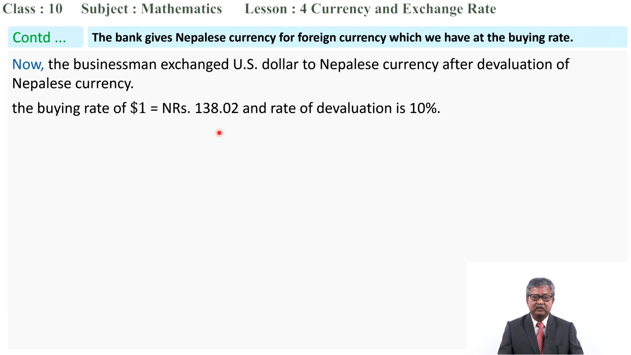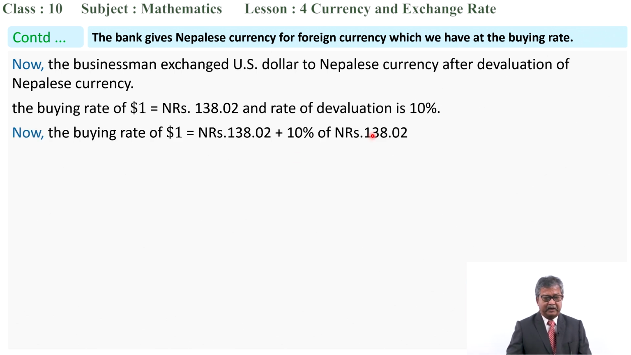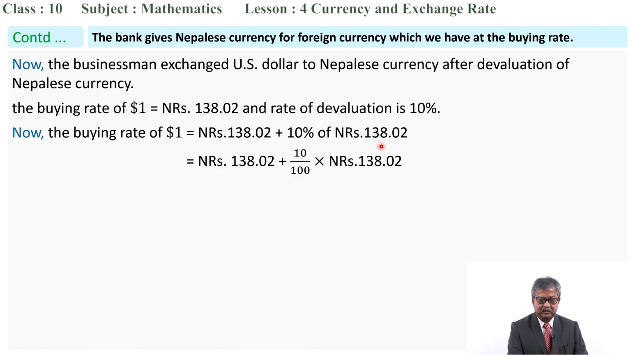Yes. So according to this rate, he buys. But the value is devaluated. By how much percent? 10%. The rate of devaluation is 10%. So the rate of devaluation is 10% means the buying rate of $1 is how much then? The buying rate of $1 is equal to Nepalese rupees 138.02 plus 10% of 138.02. Then we calculate it. 10% of this, what did we get now? We got 13 rupees 80 paisa, isn't it?